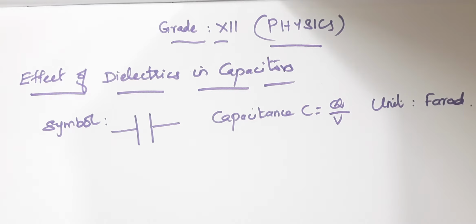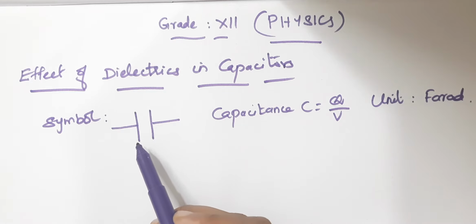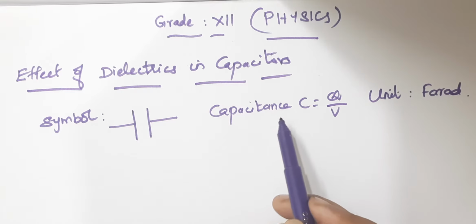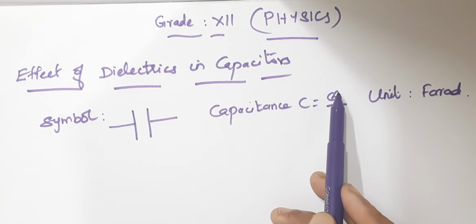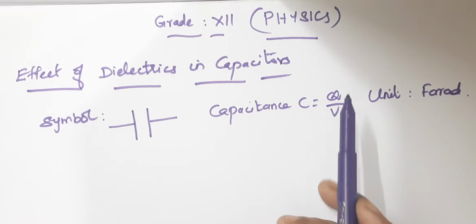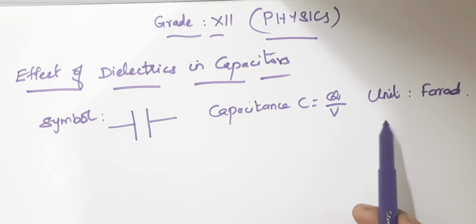What is a capacitor? It is a device which is used to store electric charge and electric energy. It is a charge storage device. It consists of two parallel plates or two conducting objects separated by a very small distance. The symbol is two parallel lines. It has the capacitance C, equal to Q by V, the ratio of the magnitude of charge on either of the conductor plates to the potential difference between the two conductors. The unit of capacitance is farad.